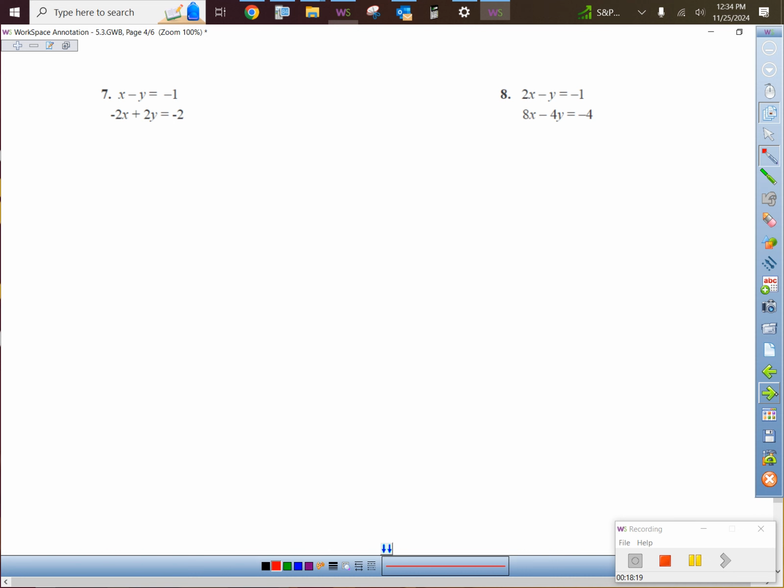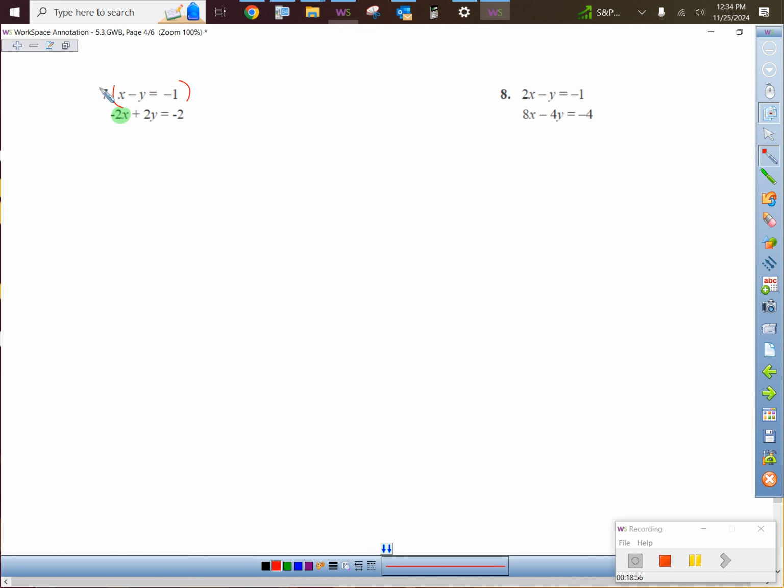Now let's work together the same. Let's choose, because we could go either way, but let's work together. You want to cancel x's? You want to cancel y's? Let's cancel x. This is a minus 2x. What do I need the top one to be for them to eliminate? I need it to be a positive 2x.